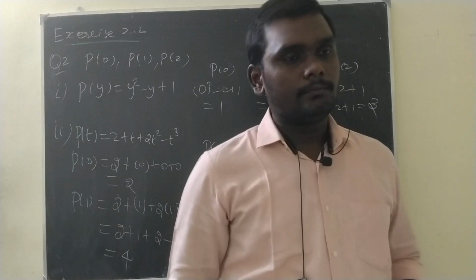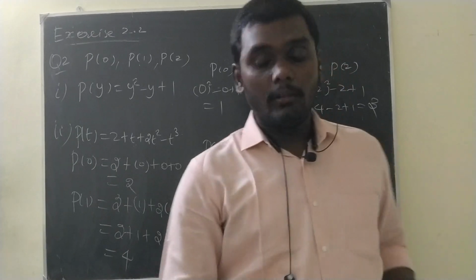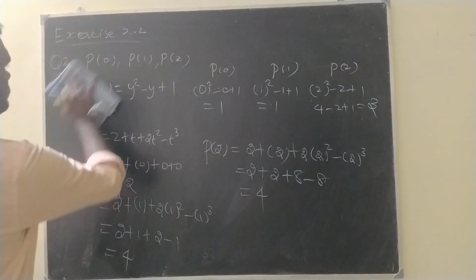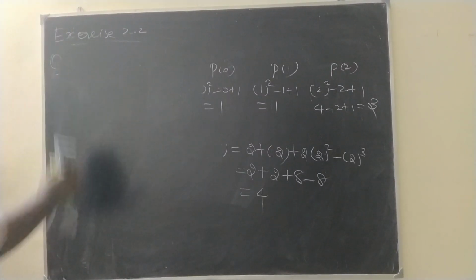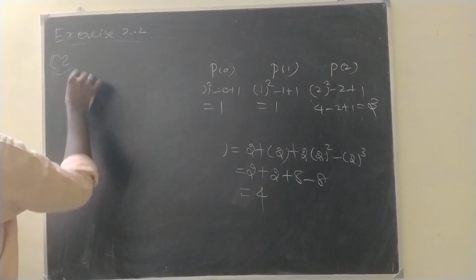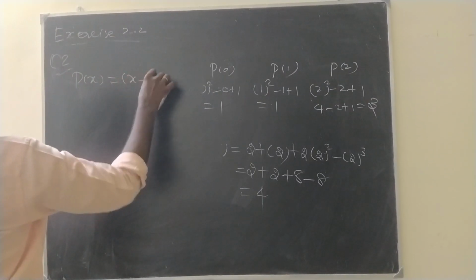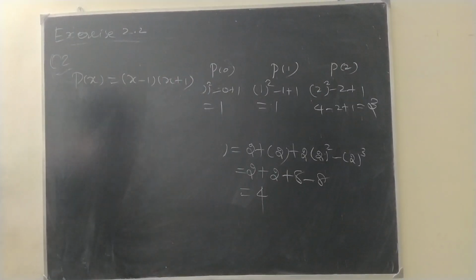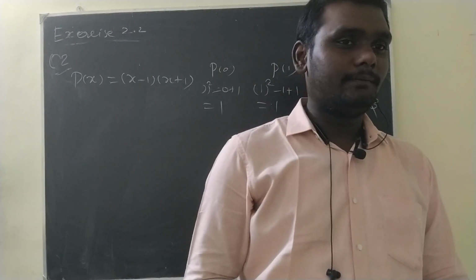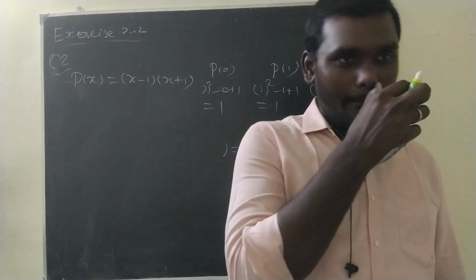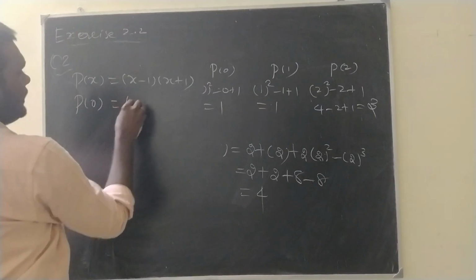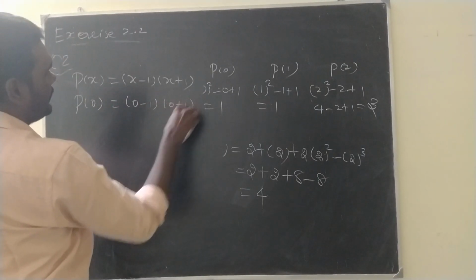Hey, that is an important example, man. See? P of x is equal to x minus 1 into x plus 1. We should not simplify like that, because as per this textbook, as per this exercise, you are not introduced to that formula. What is instructed, that you have to follow. Okay. See? P of 0. What is P of 0? 0 minus 1, 0 plus 1.